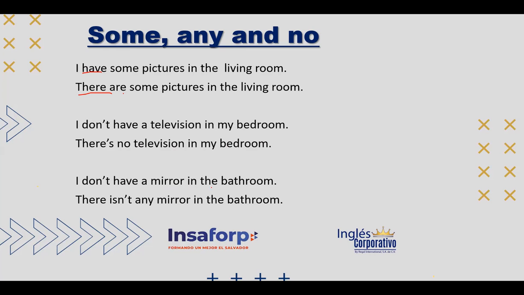I don't have a mirror in the bathroom. No tengo un espejo en el baño. O puedo decir, there isn't any mirror in the bathroom. Do you have any question about this?